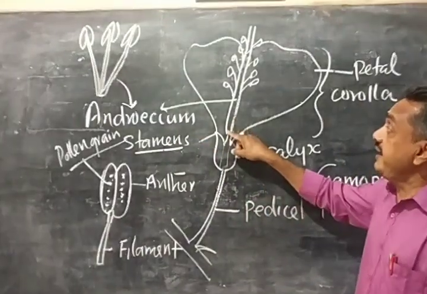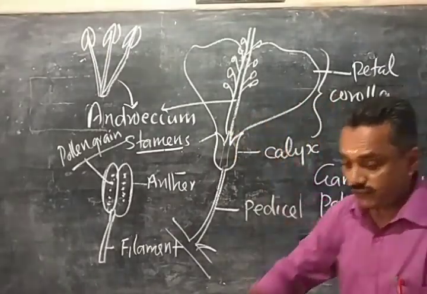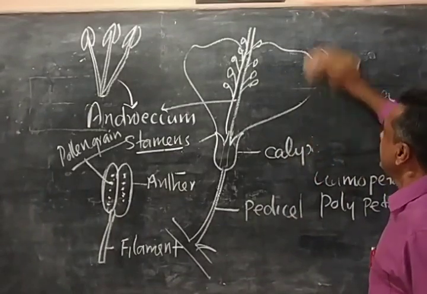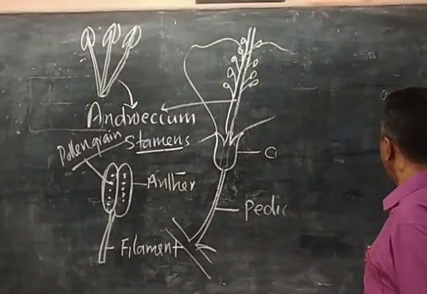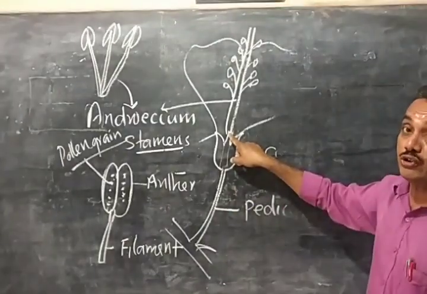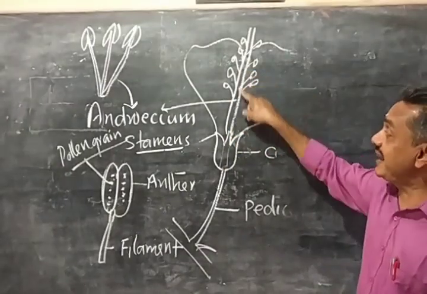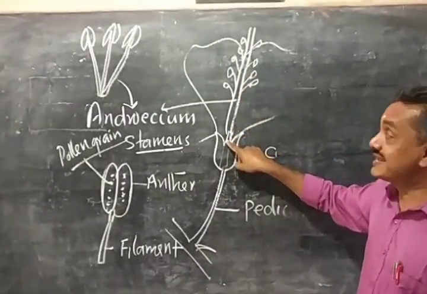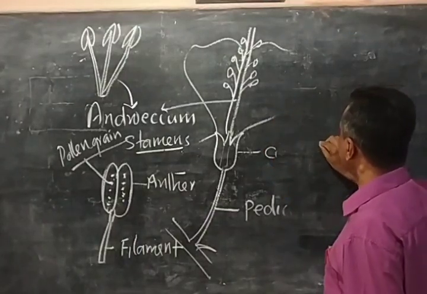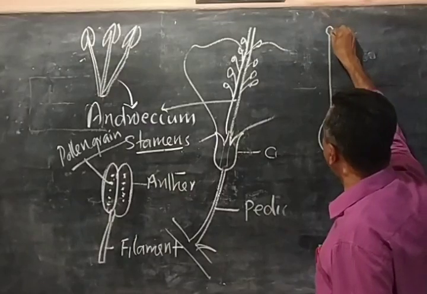And inside the androecium, there is the female part of the flower. Inside this red tube-like structure, if possible I will show in the next class, there is the female part of the flower, and this female part is called gynoecium.